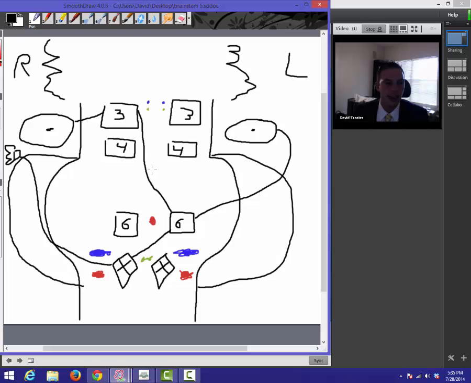Back here is your cerebellum. And then we have these guys here. These blue guys are going to be what's called your paramedian pontine reticular formation, and these are your excitatory burst neurons. These red guys are also the paramedian pontine reticular formation, but they're going to be inhibitory burst neurons.